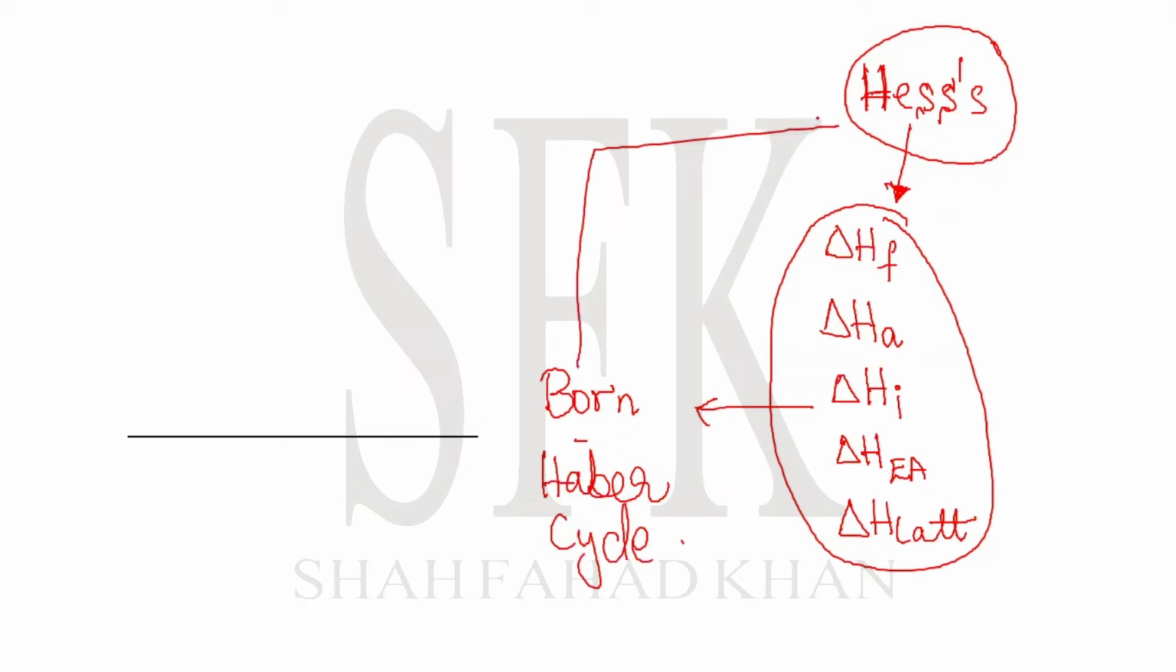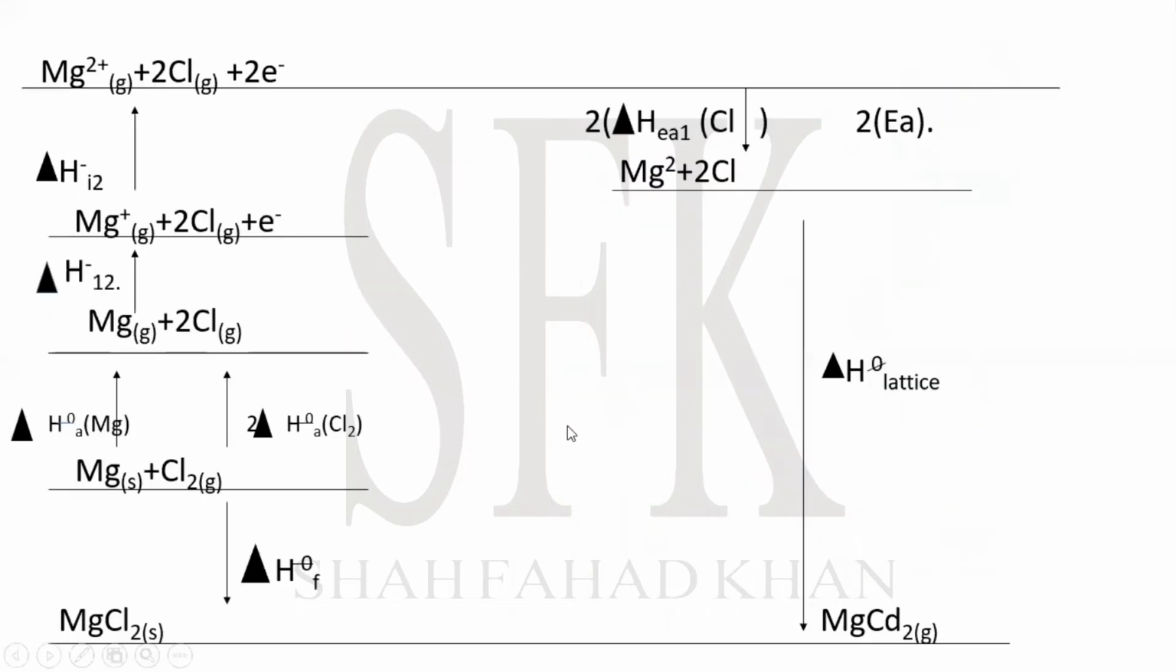Okay, so Born-Haber cycle is not anything new for you guys. It's the old Hess's cycle from AS, but it is a Hess's cycle that interconnects all of these different enthalpy changes together, right? And now I'm also gonna draw out the Hess's cycle for you guys so that things could get a bit clearer.